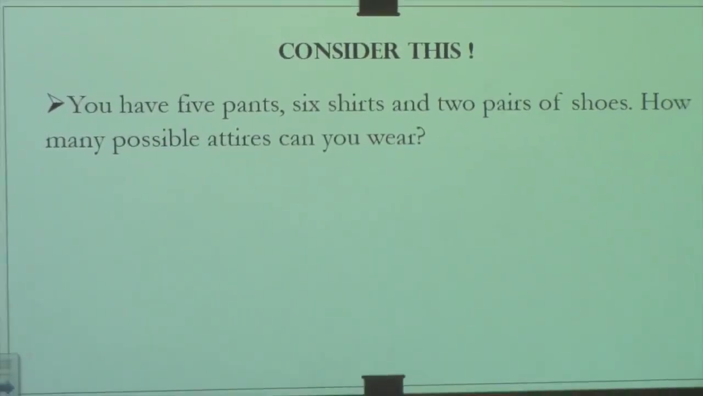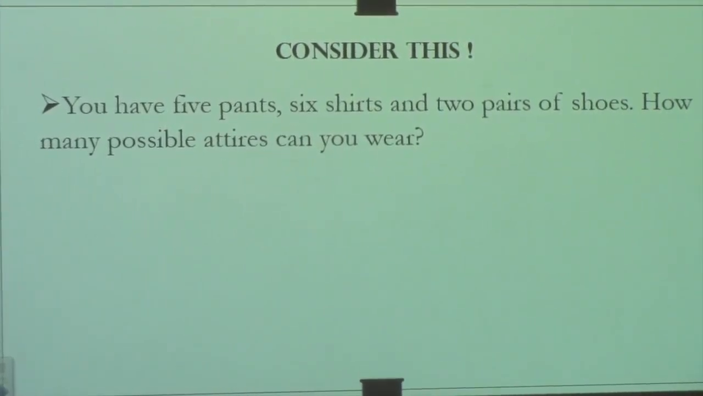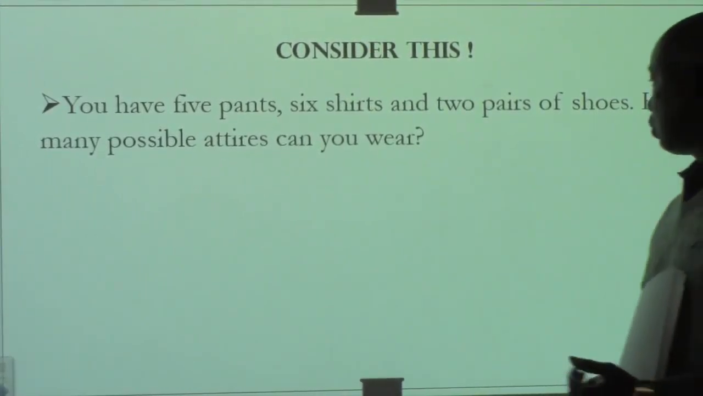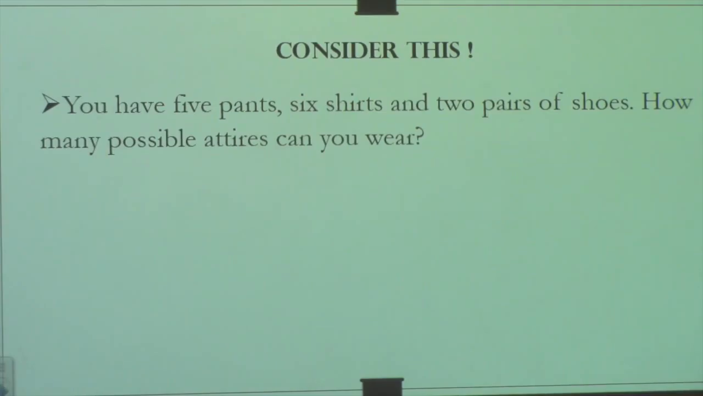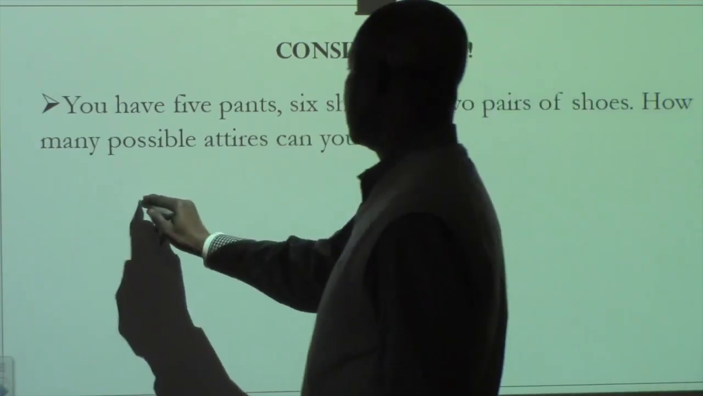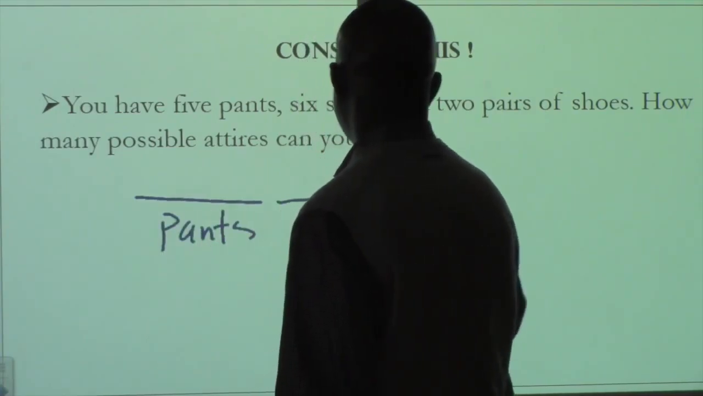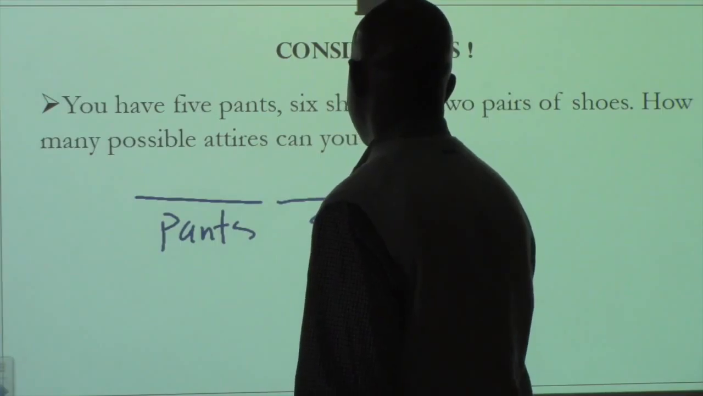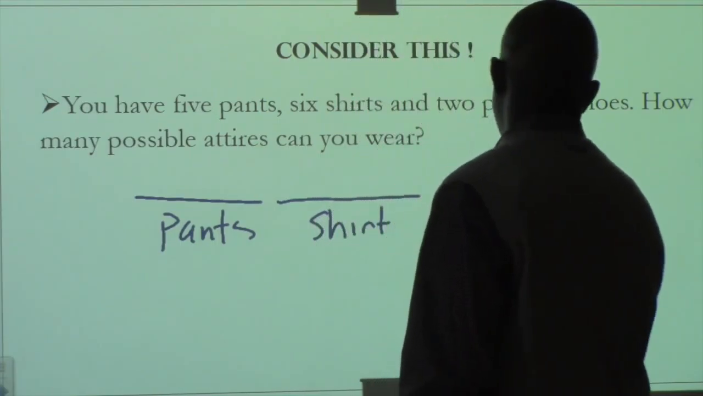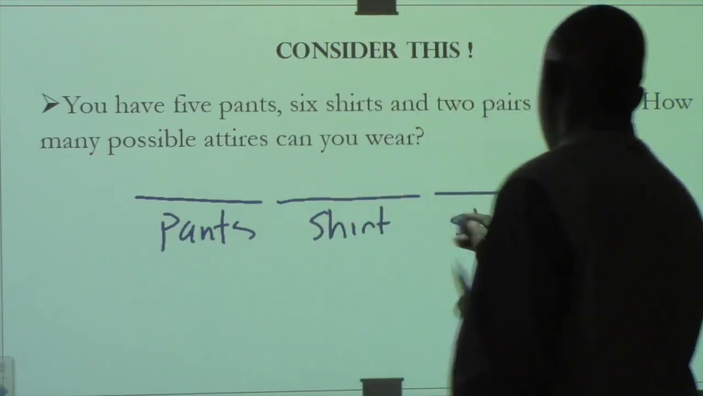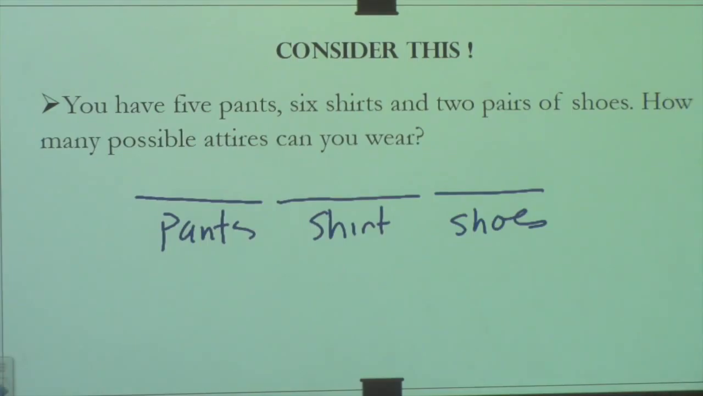For example, here's a practical situation. We have 5 pens, 6 shirts, and 2 pairs of shoes. How many possible attires can you wear? So the 3 parts we have for this are the part involving pens, the part involving wearing the shirt, and the task involving wearing the shoes. So how many possible pens could you possibly wear?